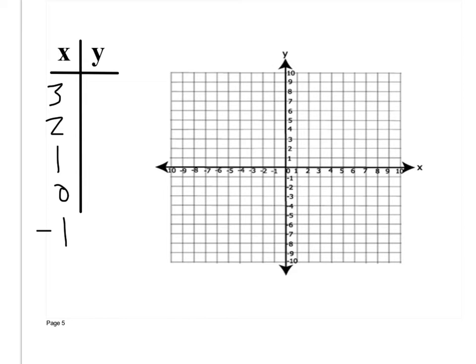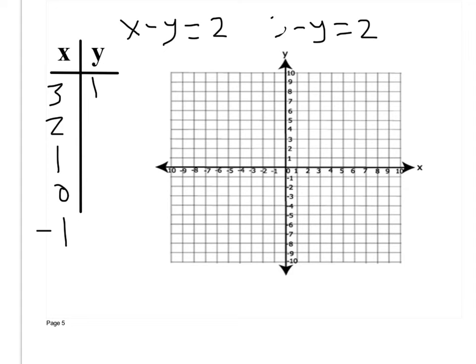I need to know my output, my y. Well, I go back to my equation that we've written. X minus y equals 2. And what I do is I plug in my X, I input my input, and see what I get for my Y, which is my output. So plug 3 in for X. 3 minus Y equals 2. What does y have to be? It has to be 1 because 3 minus 1 is 2.